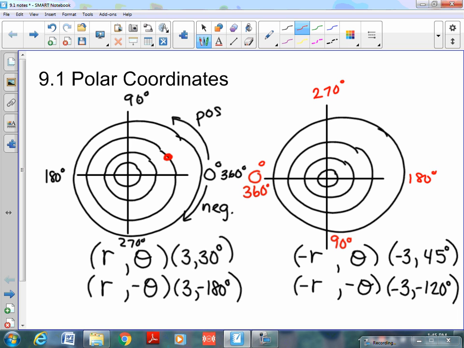If I asked you to graph 3 comma negative 180, I'm still going to go out here 3, but instead of going this direction, I need to go down, right? So 3, negative 180 is about right here. That's about 3 comma negative 180.